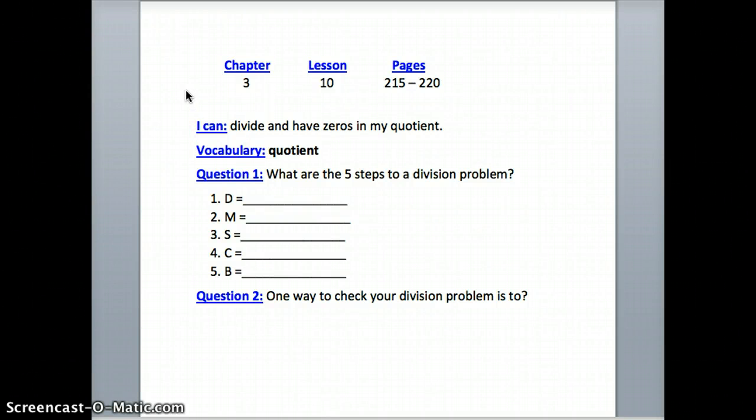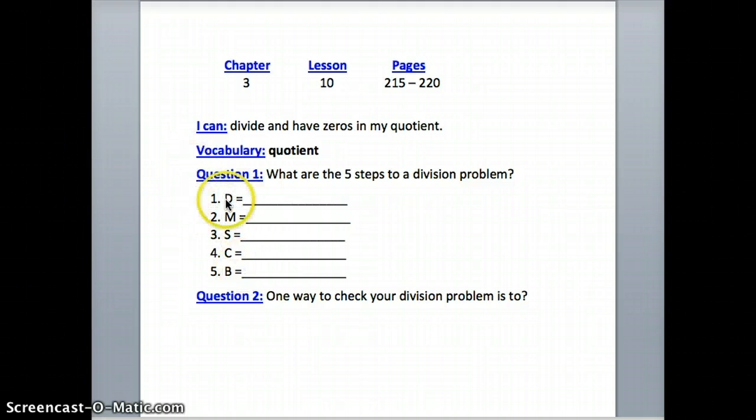Today's lesson is Chapter 3, Lesson 10, which can be found on pages 215 through 220. Our objective is I can divide and have zeros in my quotient. Vocabulary, quotient. Question 1, what are the 5 steps to a division problem?